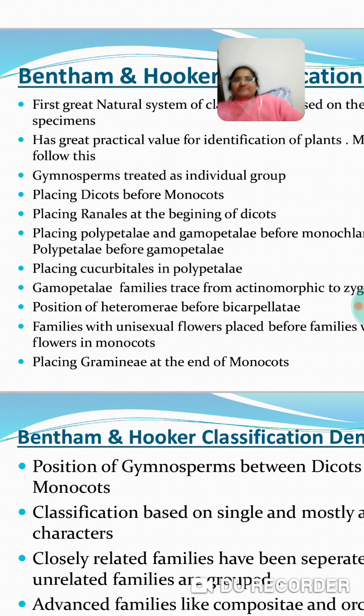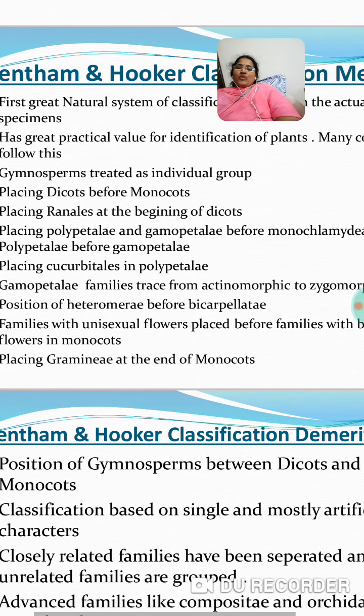And after Cucurbitales, in the gamopetalae subclass, it is divided into inferae, heteromerae, and bicarpellatae. And that inferae, heteromerae, and bicarpellatae are classified based on the position of the ovary. Means the superior ovary and the inferior ovary. And also the gamopetalae families are classified in an order from actinomorphic condition to zygomorphic condition.